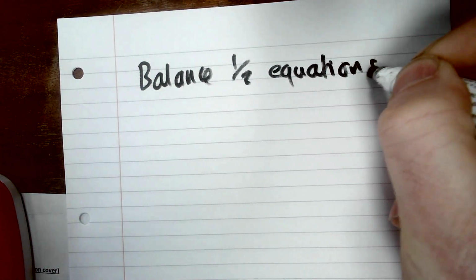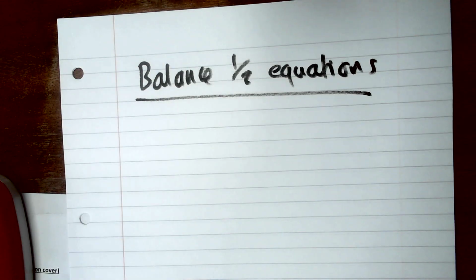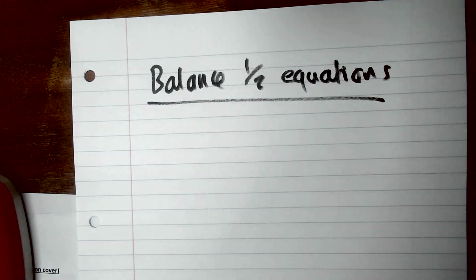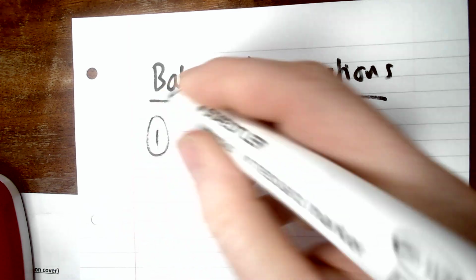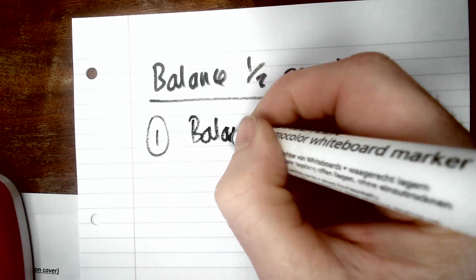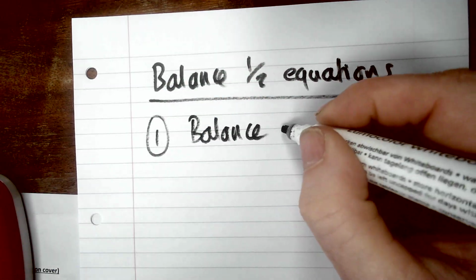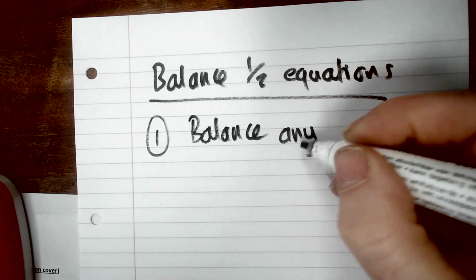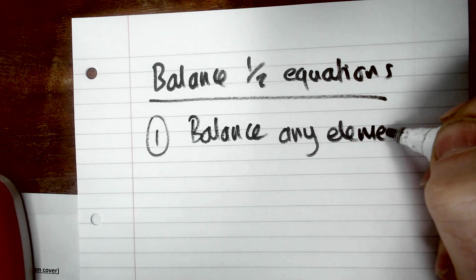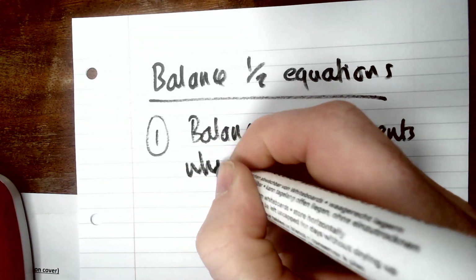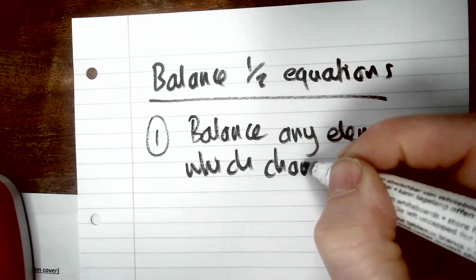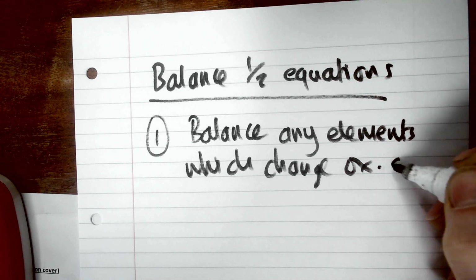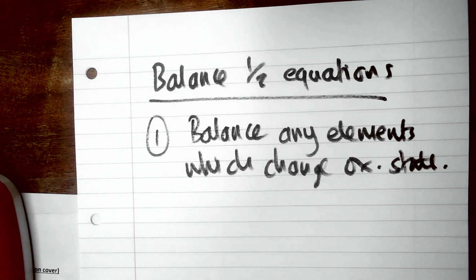We're not going to look at overall equations, we're just going to give you some half equations to balance. So I'm going to give you some rules. Number 1, balance any elements which change oxidation states. This will all make sense in a minute.